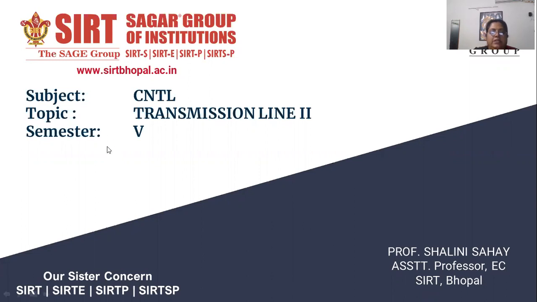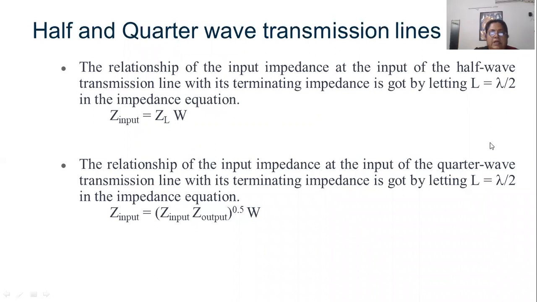Today, in this lecture, I am going to discuss some more theory about the transmission line. Here, we will discuss the transmission line as half-wave and quarter-wave lines. The relationship of the input impedance at the input of the half-wave transmission line with its terminating impedance is got by letting the length of the transmission line be lambda by 2, where lambda is the wavelength. Now we will put this equation in the input impedance equation of the transmission line.